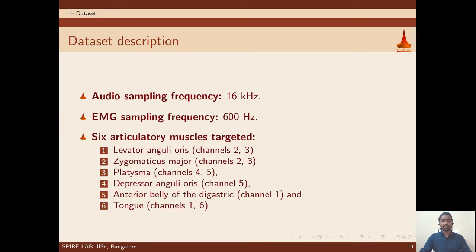The audio sampling frequency is 16 kHz and the EMG sampling frequency is 600 Hz. The EMG signal in this work is 6-channeled, essentially targeting 6 prominent articulatory muscles like levator anguli oris, zygomaticus major, platysma, depressor anguli oris, anterior belly of the digastric, and tongue.